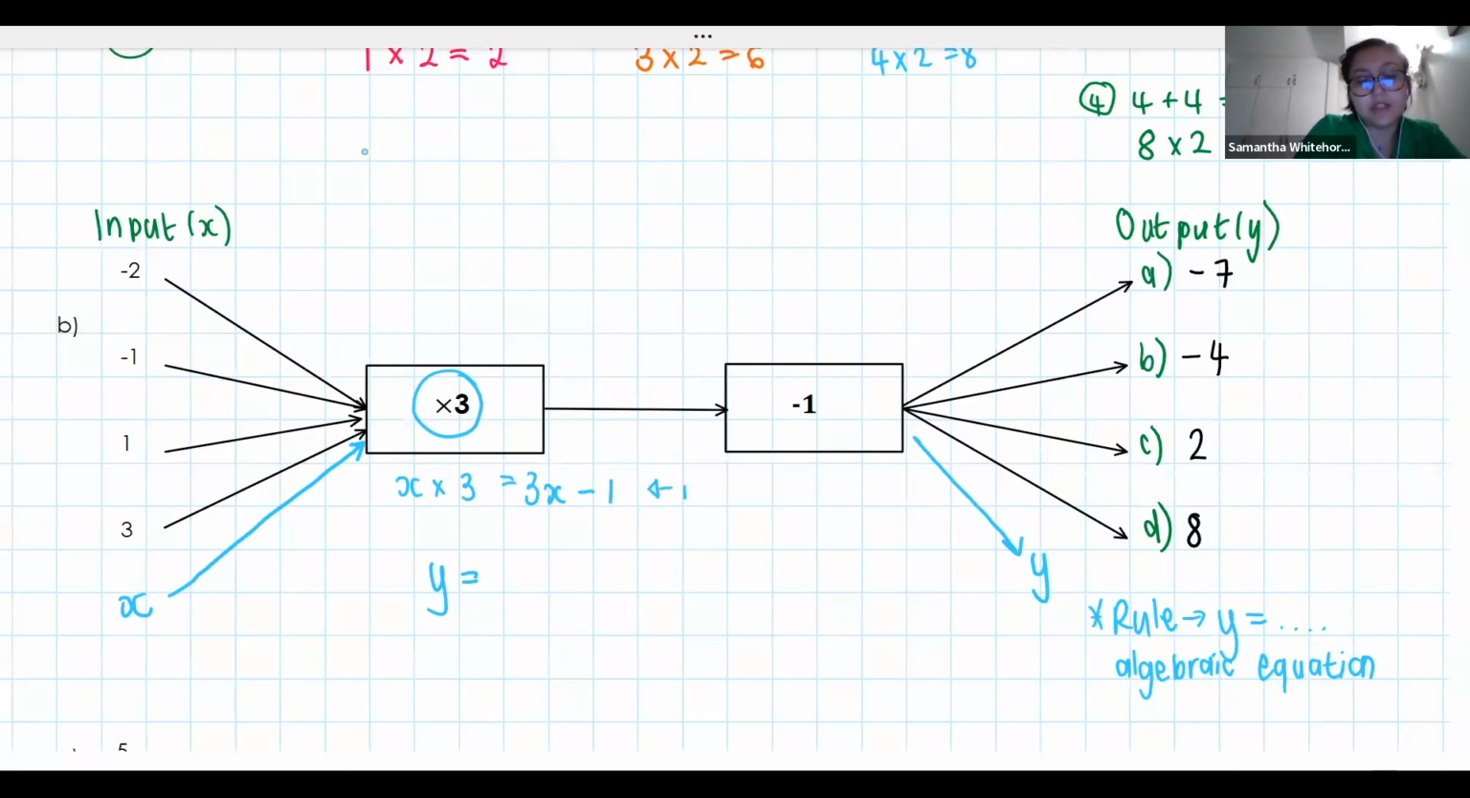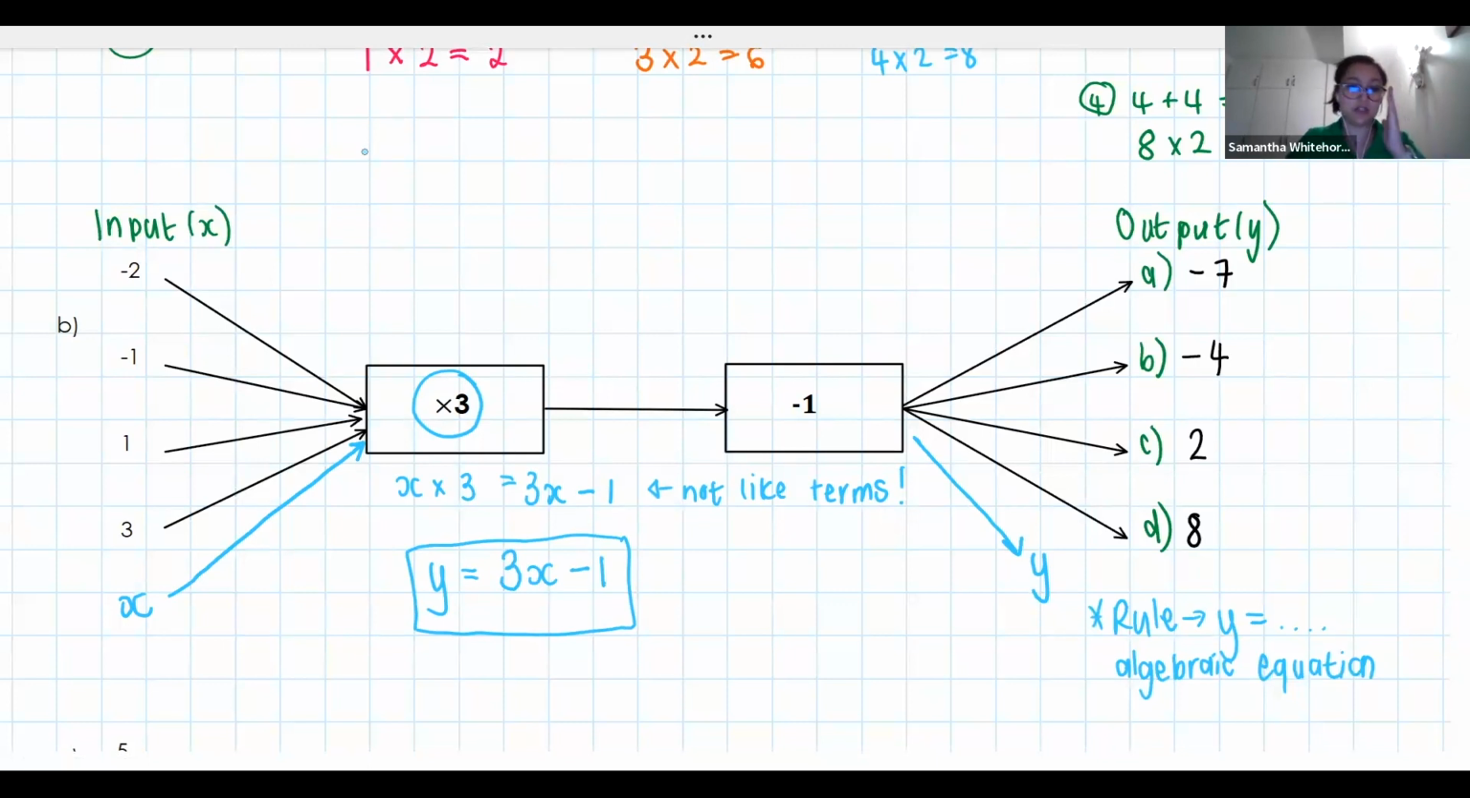Now, remember, these are not like terms, so we can't actually go and subtract them, but we can leave our expression as it is. And so what this is telling me is that in order for me to get an output of y, I need to say 3 times my input minus 1. And so with the flow diagram, finding a rule becomes a lot easier for us because then we just apply that rule to our input or a general input of x.